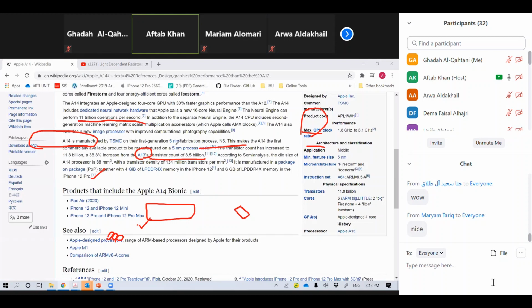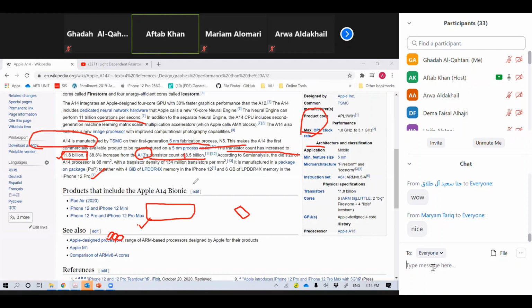And see the fabrication process. It is a 5 nanometer fabrication process. That means the size is very, very small at that time, and the transistor count has increased to 11.8 billion. See, this is the A14 bionic chip which is the latest one available in the iPhones. Snapdragon, another, Samsung, they are also designing that one. It is almost equivalent to that one. So 11.9 billion. Previously that was 8.5 billion.